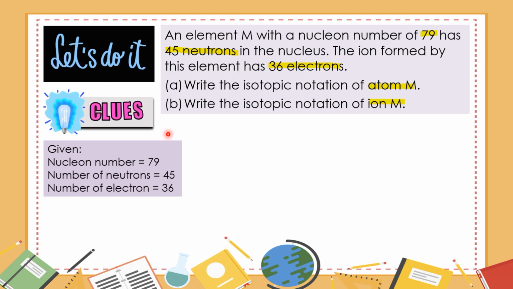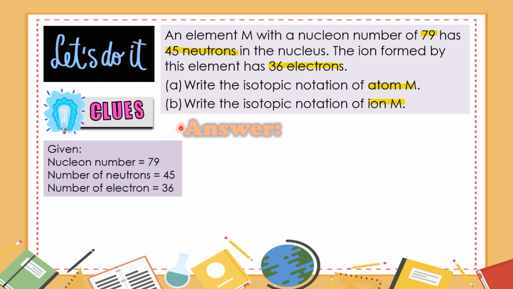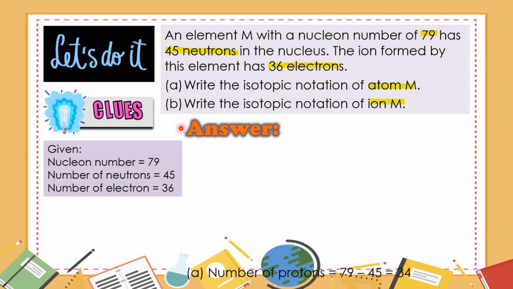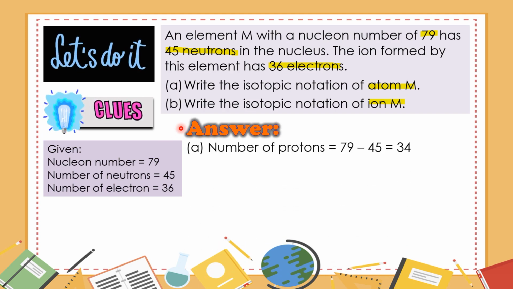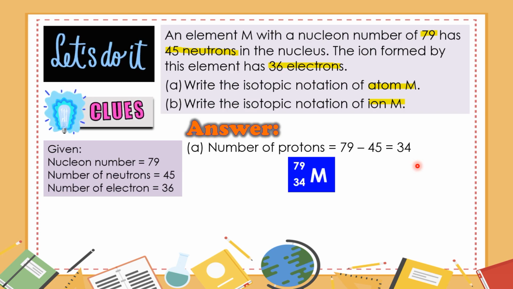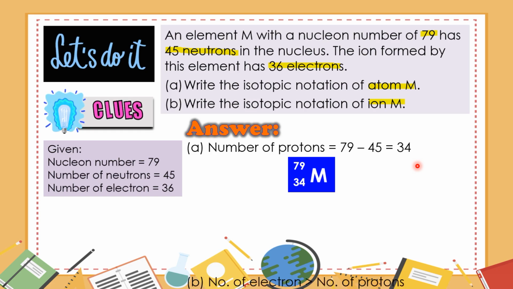So the first step, what should you do? You have to calculate the number of protons. It's very simple. Nucleon number minus number of neutrons, and the number of protons is equal to 34. Here is how you can write the isotopic notation of atom M.